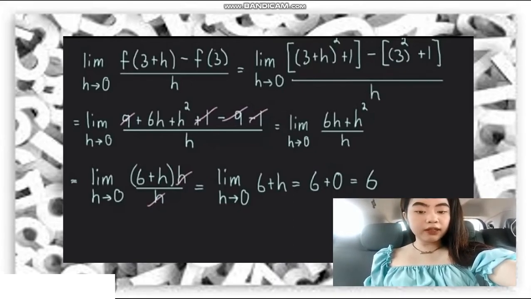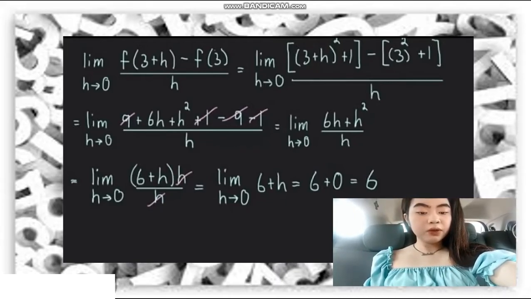And now we can factor an h out of the numerator. So this is the limit as h approaches 0 of h times (6 plus h), factored out an h, divided by h. Now I cancel these h's, and this is equal to the limit as h approaches 0 of 6 plus h. And now, we know from our limit properties, we can plug this 0 in for h and just solve our limit. This is going to be equal to 6 plus 0, which of course is just equal to 6.